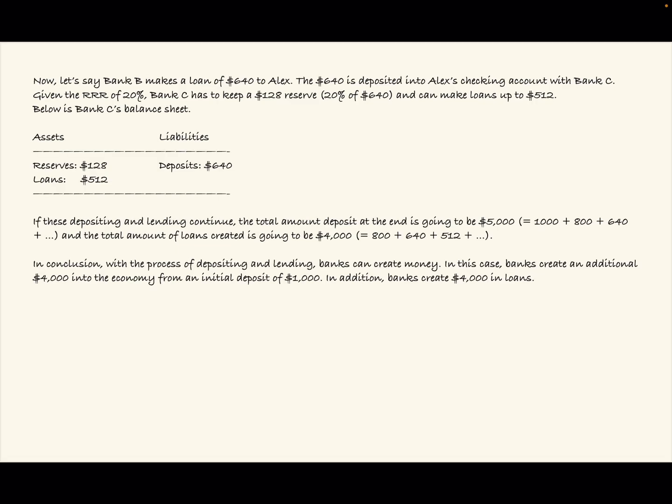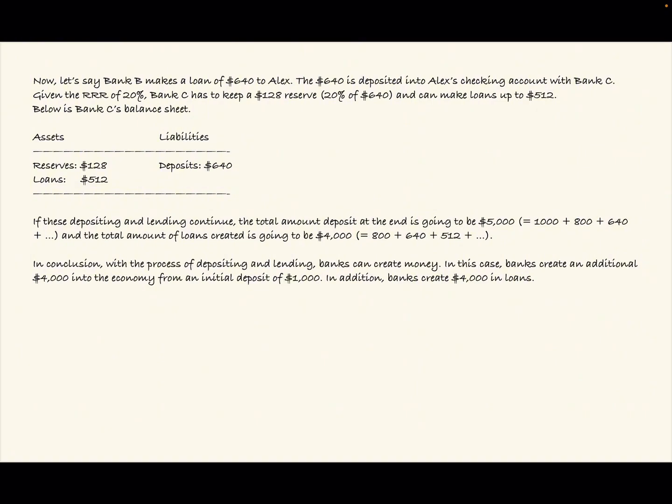Now let's say Bank B makes a loan of $640 to Alex. The $640 is then deposited into Alex's checking account with Bank C. Given the RRR, or required reserve ratio, of 20%, Bank C has to keep a $128 reserve, which is 20% of $640, and can make loans up to $512.